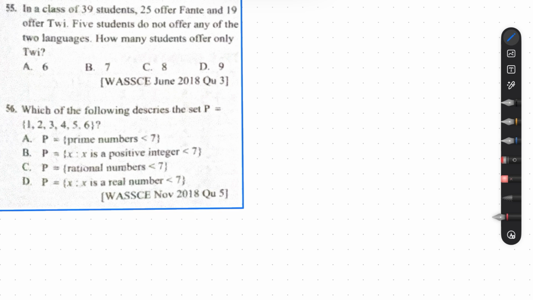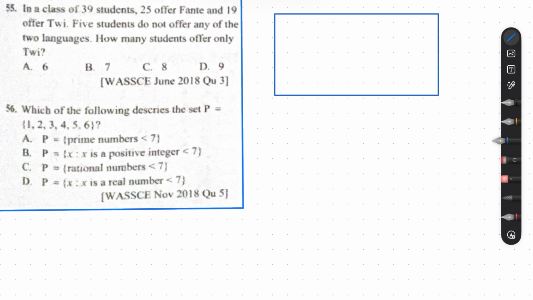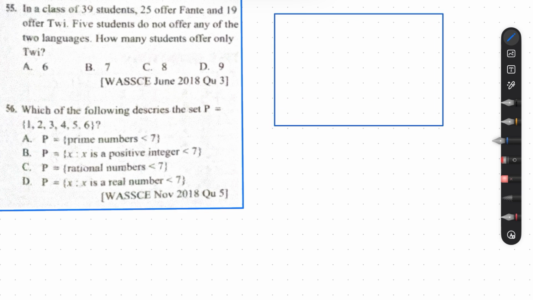Question number 55 says, in a class of 39 students, 29 offer Fanti, 19 offer Chi, 5 students do not offer any of the 2 languages. How many students offer only Chi? So let's draw our Venn diagram. A very simple Venn diagram. Okay, then we have 2 circles in there, 2 circles, and then another circle. Okay, now we have what?